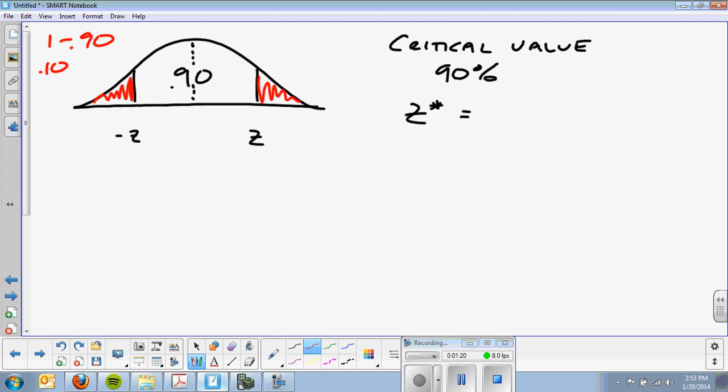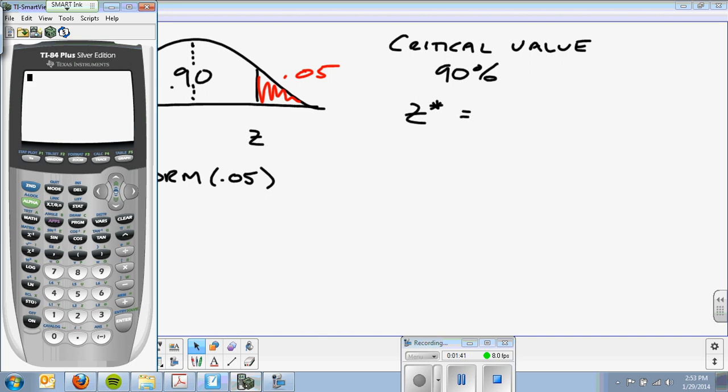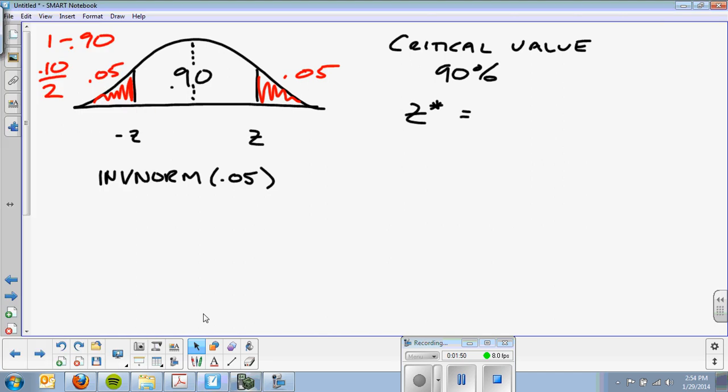Now I only want one tail because then I can type it in inverse normal and get the negative Z score. So I'm going to cut that in half and get 0.05 and 0.05. So to get the critical value for 90%, I'm going to inverse normal 0.05. I'm going to type that right in my calculator, inverse normal 0.05, and get negative 1.64.